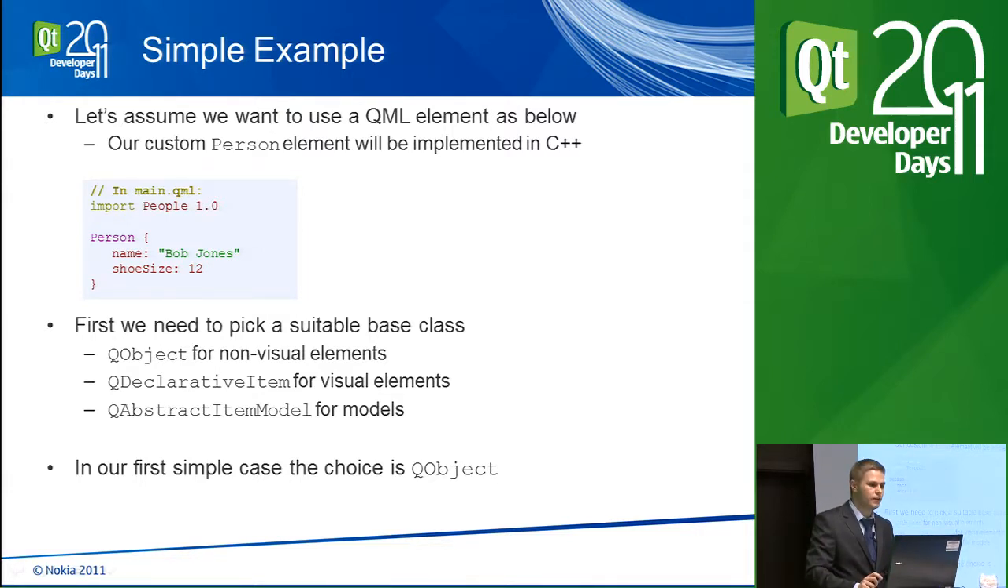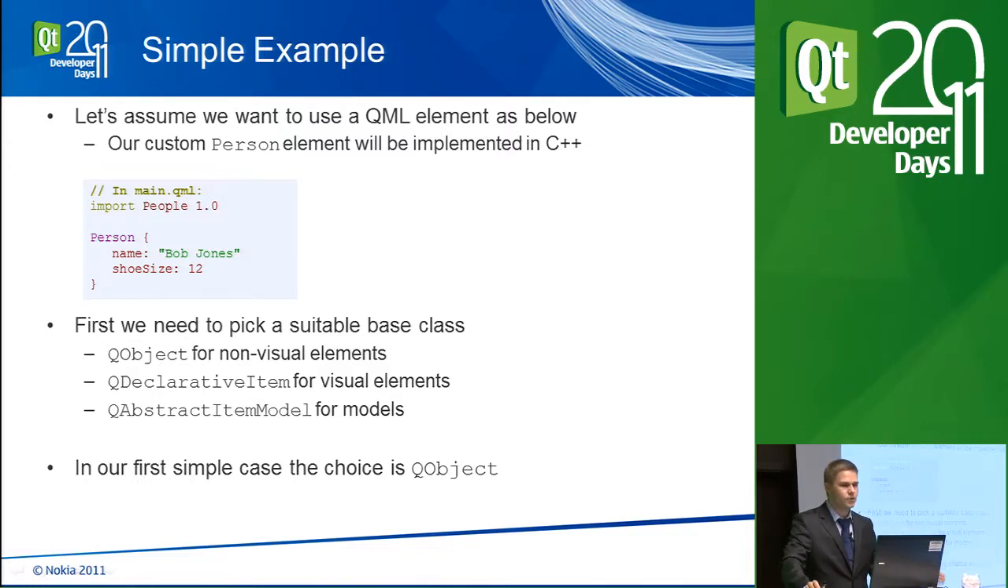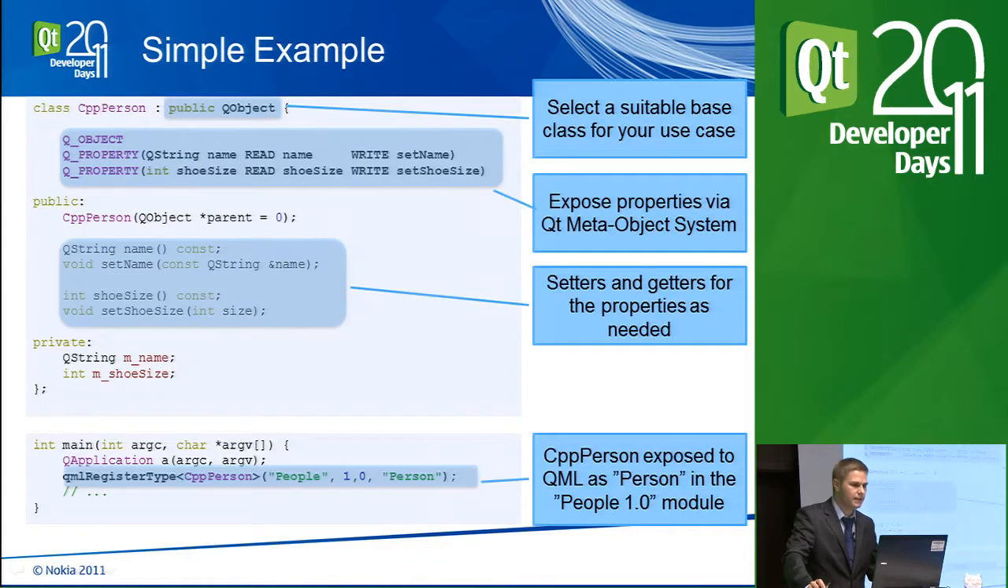And of course, there's the QAbstractItemModel that can be used for bringing models from C++ to QML, so you can implement just your view in QML. So this first case is a simple one, so let's just select QObject.